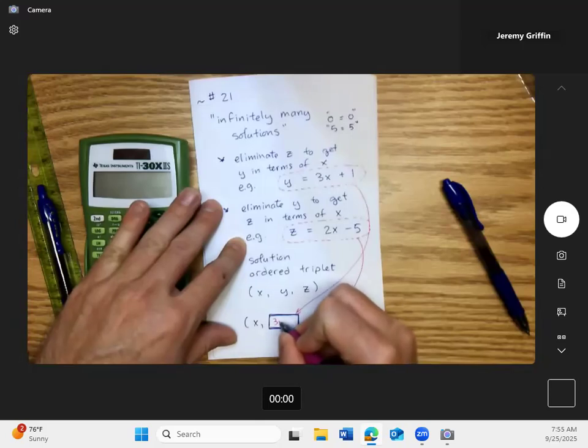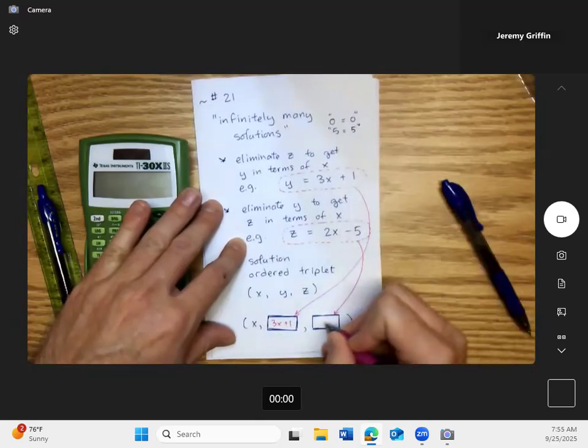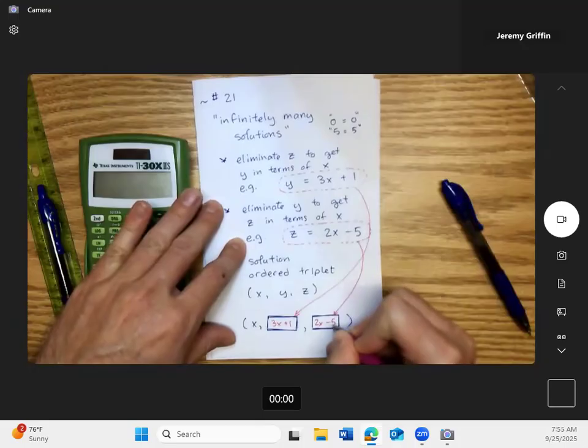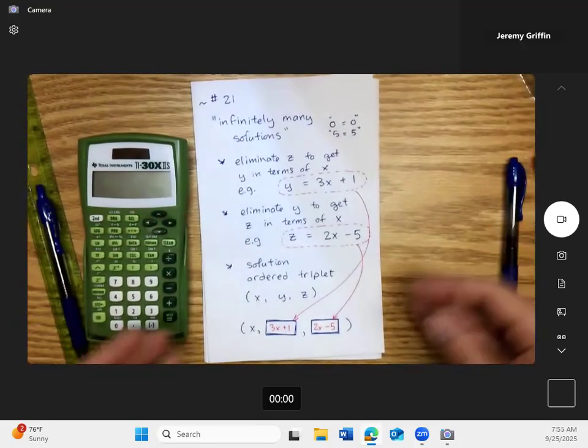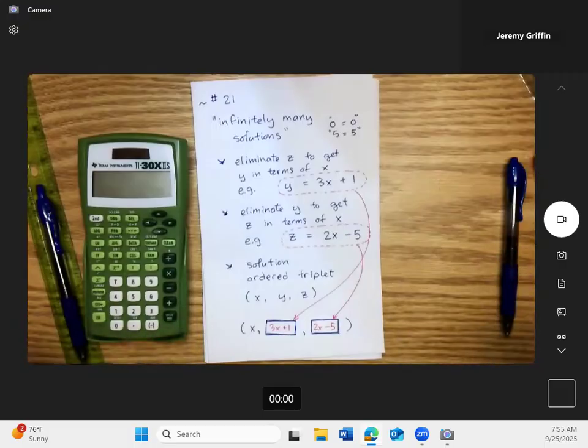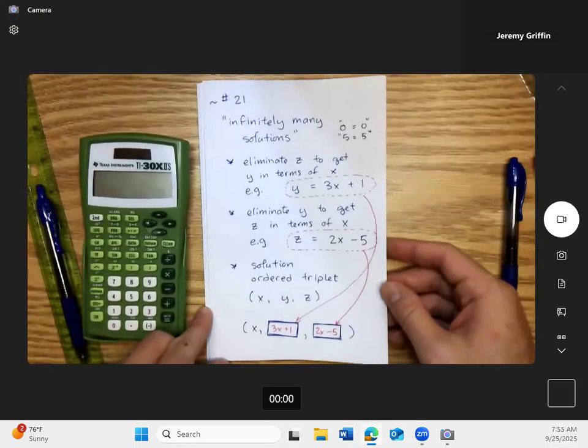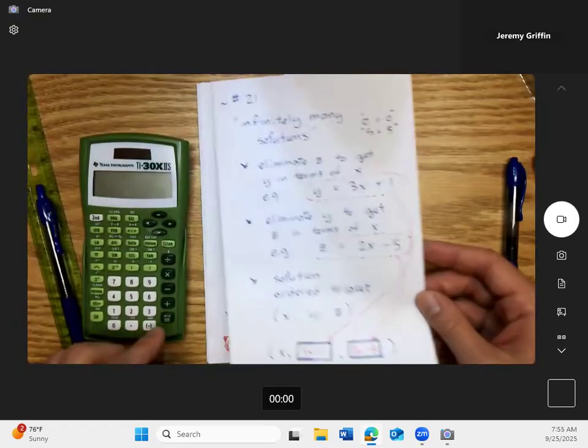So you type 3x plus 1 for y here, and 2x minus 5 here. Now I'm just making this up. I don't think that's probably an actual answer you get, but this would be the format. So you might get something like that. Again, I'll be walking around helping you guys out. So if you have trouble with that, let me know. I can help you out.